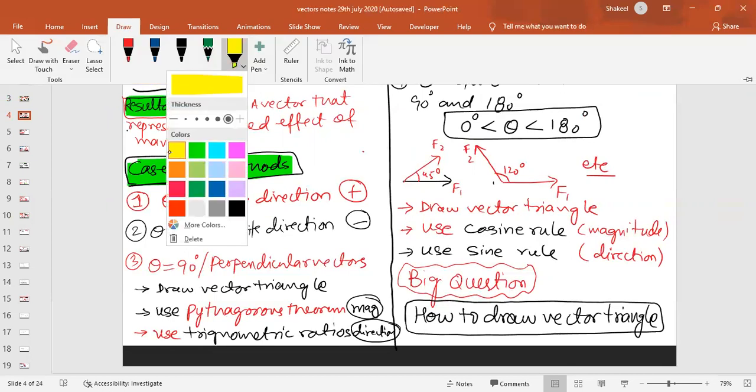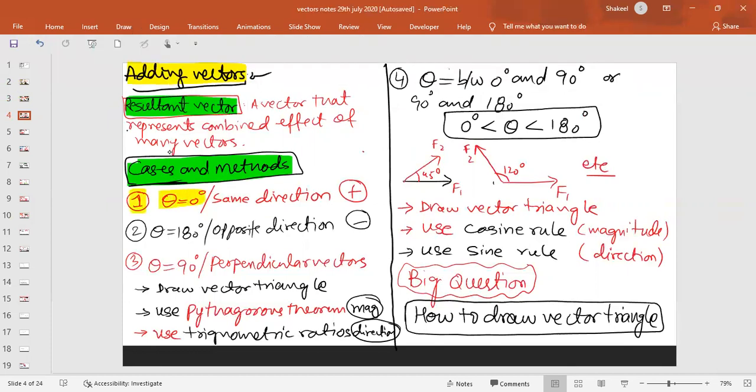Okay, first of all, it is when both the vectors are acting in the same direction, so they have zero angle between them. So we just have to add them. If the vectors have an angle of 180 degrees, or they're in the opposite direction, we have to subtract them. Very simple, first two cases. The third case is when the angle between the two vectors is 90 degrees. So we say they are perpendicular vectors.